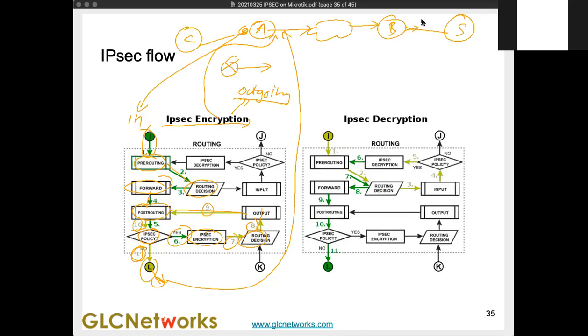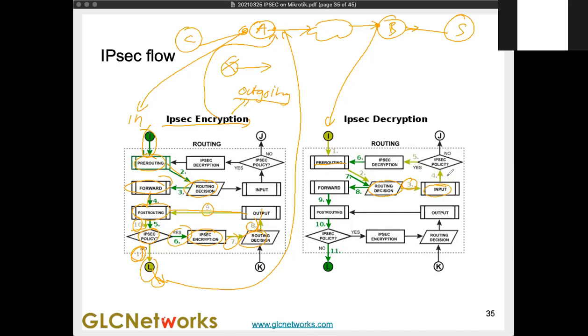So during the decryption, this is what happened. We have an interface here where we received the IPsec packets. So we go pre-routing and then check routing decisions, and then goes for number 3, check input, because they are peer-to-peer, right? So the destination is actually here. Because the destination is the router itself, that's why it goes for input.